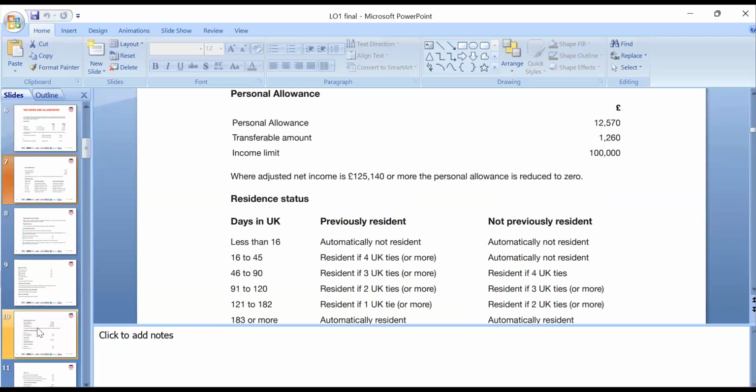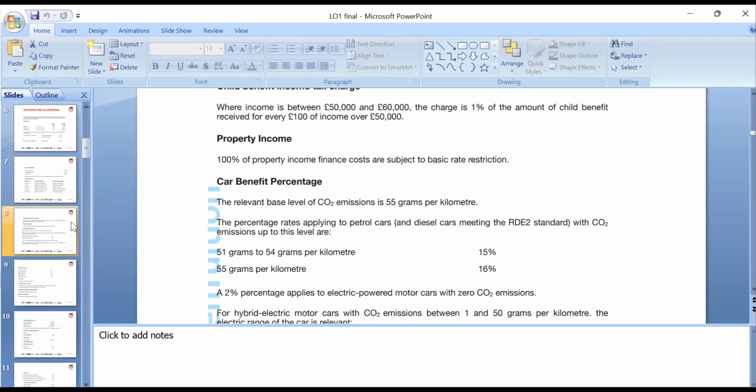Now we can look at the personal allowance. The transferable amount is 1,260 under the marriage allowance, and the income limit is 100,000. If you earn more than 100,000, your personal allowance can be withdrawn, so we have to look at this in the light of that.